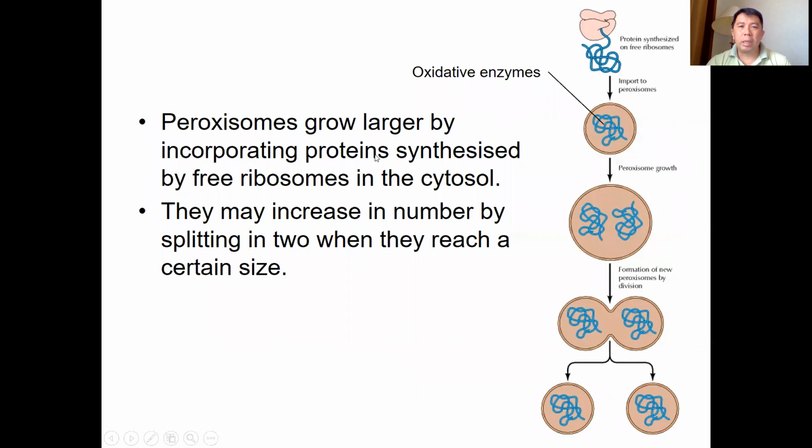Peroxisomes can grow larger, as I told you just now, by incorporating protein synthesized by free ribosomes in the cytosol. Once the free ribosome synthesizes a polypeptide, this polypeptide is imported into the peroxisome. Then the peroxisome grows bigger. When it reaches a certain size, the peroxisome will divide into new peroxisomes.